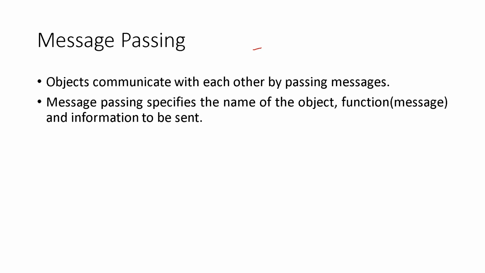Next is message passing. Whenever we do anything, a message is being passed between them. That is, objects communicate with each other by passing messages. Message passing specifies the name of the object, function, and information to be sent. These messages are passed between object and function, right? So that is message passing. The contents will be from where, to where, and what is to be passed.